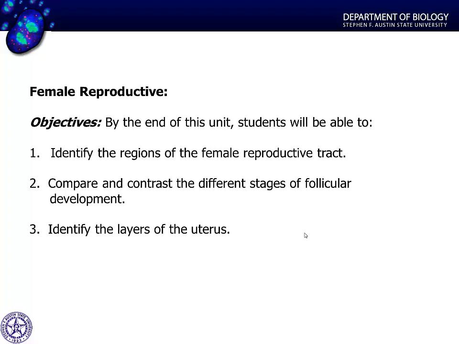Then as we move down the fallopian tubes and the uterus, we'll look and identify the different layers: the functional layer of the uterus, the endometrium, and the myometrium, the muscular portion.